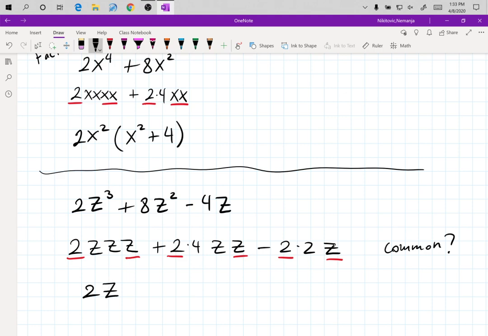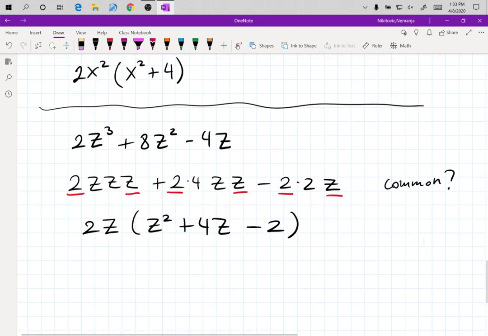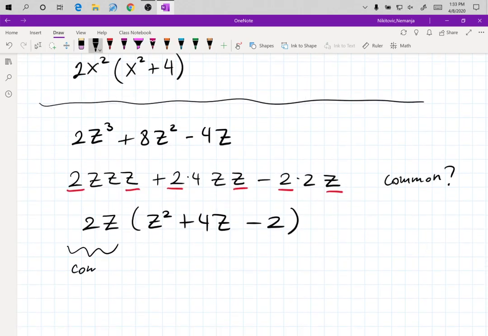And then we can kick out one z only, because this term has only one z. You can't kick out more than one z if this term doesn't have enough to kick out, right? So we are left with the z squared on the first, because 2z is remaining. Over here is plus 4z, that's what's remaining. And on the second one, minus 2, because that's what's remaining. So this over here is what's common to kick out, and this is leftovers.